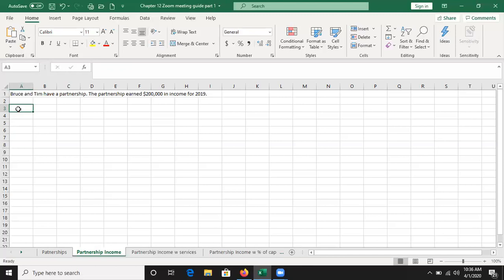If the partnership agreement doesn't say anything, it is split 50-50.